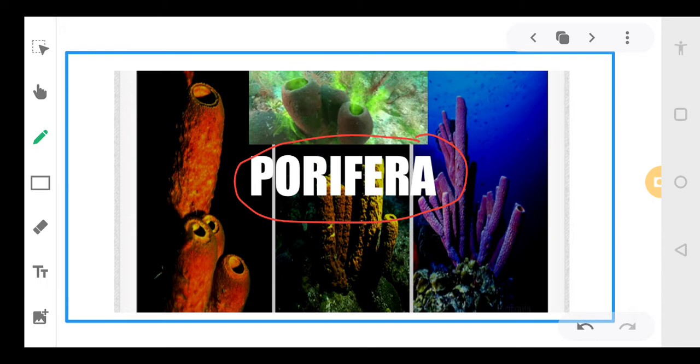And as the name suggests, just split these two words: Porifera. Porifera means having pores. Pori means pores. So the organisms that have pores on their complete body are referred to as Porifera. They belong to the phylum Porifera. As you can see in the pictures, there are big pores. Can you see? In every picture you will find big pores all over the body of these organisms.